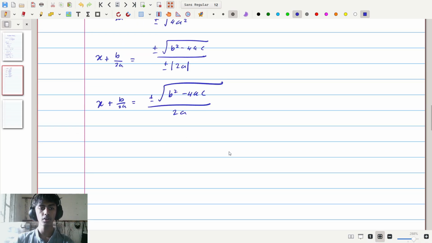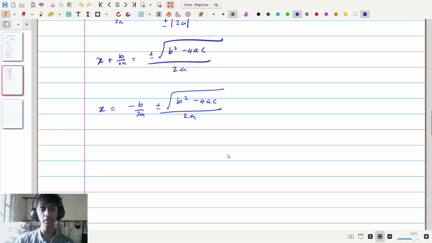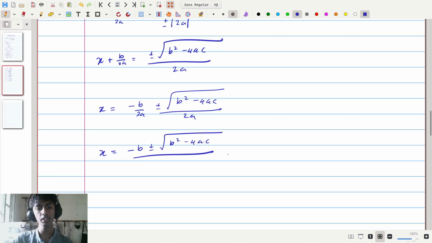So now we only have one last step to do. We have to subtract b divided by 2a from both sides. Doing that, we get that x is equal to negative b divided by 2a plus or minus the square root of b squared minus 4ac whole thing divided by 2a. Taking a common denominator here, we can see that x is equal to negative b plus or minus the square root of b squared minus 4ac whole thing divided by the common denominator of 2a. Hence, we have proven the quadratic formula.